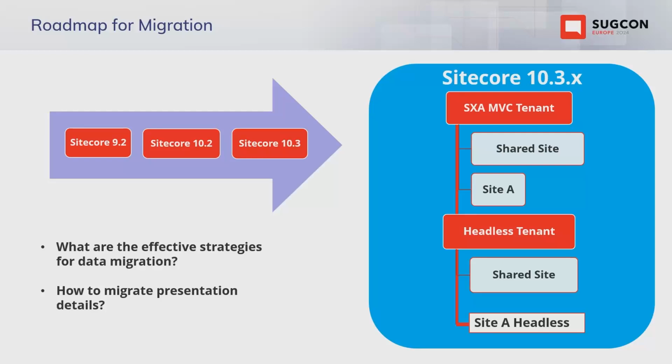To mitigate this problem, we have created a solution for our team, and my friend Sreesh will talk about this. Here, as Nadeem told, we were on 9.2 one year back. We saw that in 10.3, both SXA and Headless SXA can stay together. So we upgraded from 9.2 to 10.2, and we are on 10.3. In 10.3, we can have SXA MVC as well as an SXA Headless tenant on the same site.